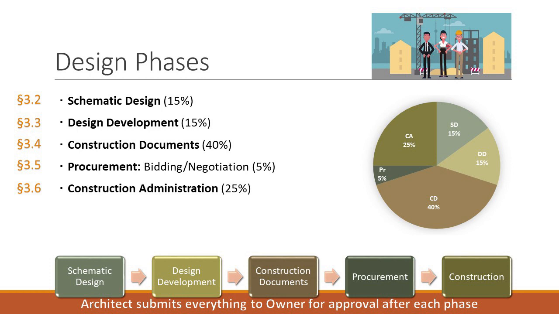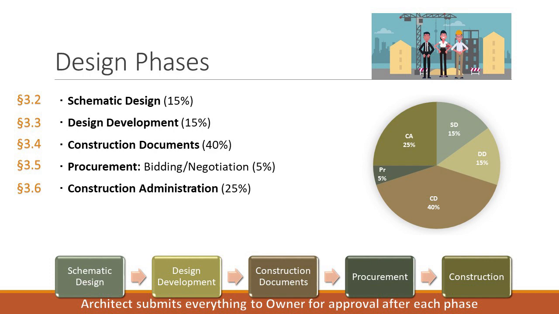And as far as timing-wise, that takes about 40% of your design time. Maybe 15 for your schematic design, maybe 15 to 20 for your design development, 40% or so for your construction documents, 5% for bidding and negotiation. That's just getting a contractor on board and doing those things. And then the remainder, 25% or whatever the number that's left over, is going to be construction administration, of the architect walking the site and making sure it's being built properly. So that's your 5 phases.